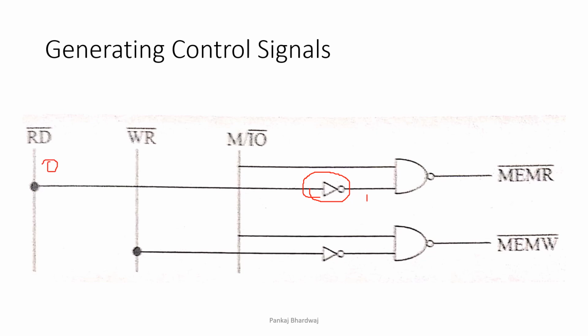This will be 0, this will be 1. So this 1 into 1 means the output will be 1, and since it's a NAND gate, the output is 0. An active low memory read signal is generated with this method. Similarly, if we want to generate a memory write signal, then WR is passed through an inverter. That means if WR is 0, then the output of the inverter is 1, and for the memory related operation, M is already 1. So 1 into 1 through the NAND gate we get 0. So the memory write signal is generated.